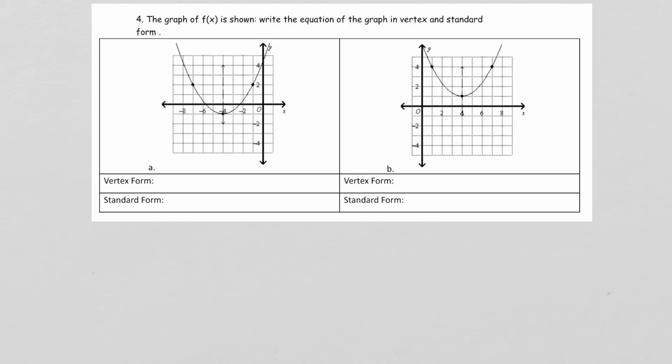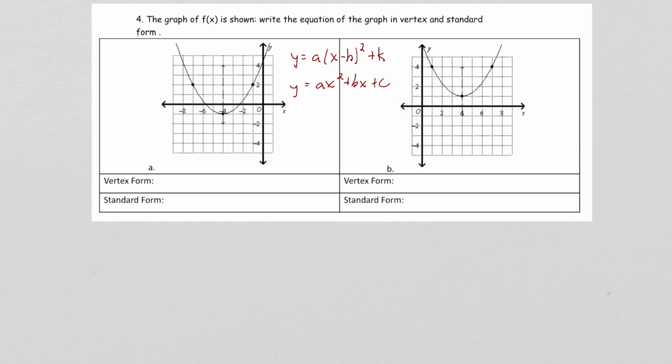All right, so we're going to go over question 4 here in this video. It says the graph of f of x is shown. Write the equation for each graph in vertex and standard form. So you should know what the two forms are. As a reminder, vertex form is y equals a times (x minus h) squared plus k. And then standard form is y equals ax squared plus bx plus c.